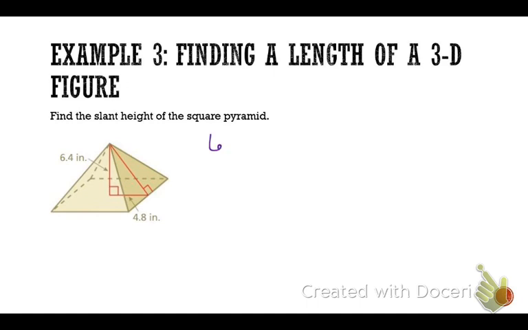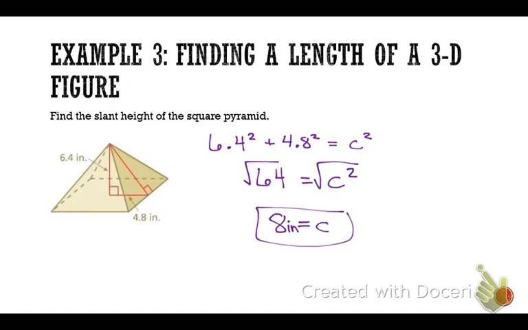Okay, so I'm going to use my A squared plus B squared equals C squared. 6.4 squared plus 4.8 squared equals C squared, which is my slant height. Now I want you to solve for C. Ooh, that's nice. It works out to be a pretty even number, right? 64 equals 8 squared, square root it, and I get 8. Don't forget to label. So you've got slant height here.